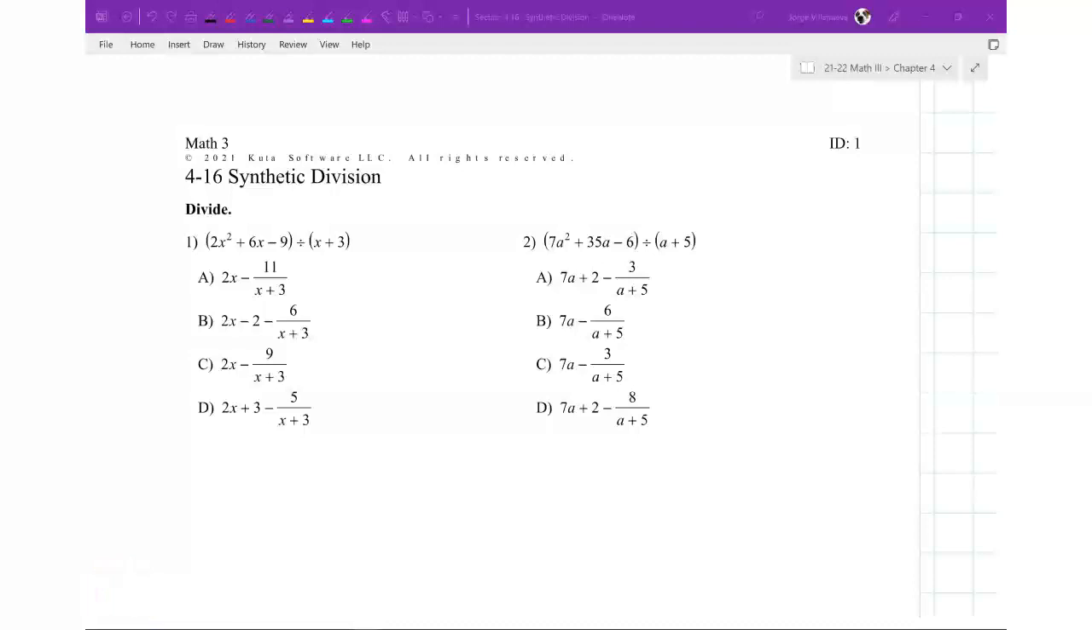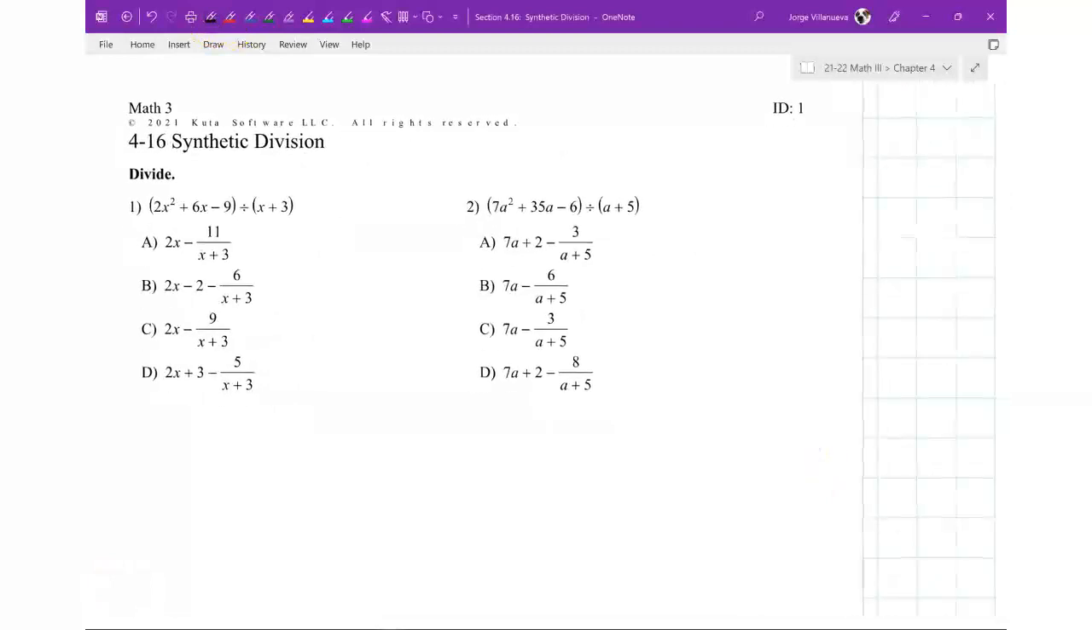Okay, so synthetic division is a way to do long division, but quickly. Not anything that's going to take very, very long to do. It's a very quick way to do it. Let me show you how this works. Okay, and I'm going to show you by doing an example.